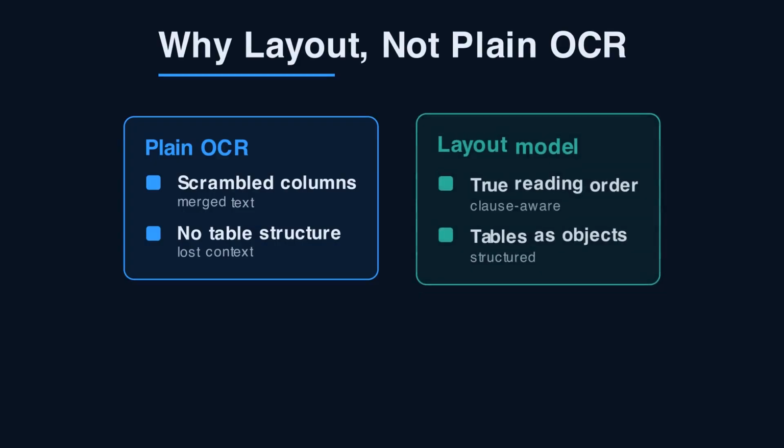Why document intelligence layout instead of raw text extraction? Legal PDFs are full of tables, clause numbering, and multi-column pages. Plain OCR scrambles reading order and merges columns. The pre-built layout model returns text in true reading order. It also captures tables and selection marks as structured objects. That structure lets you tie an extracted entity back to a specific clause. Skip it and your entities lose all context.